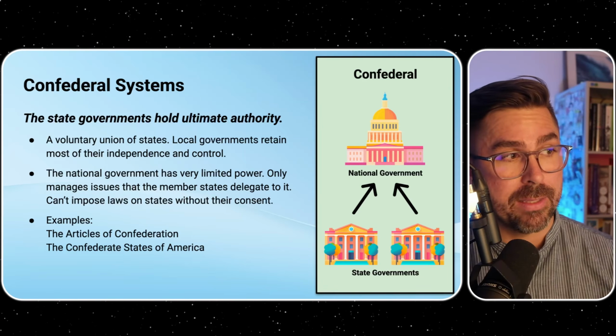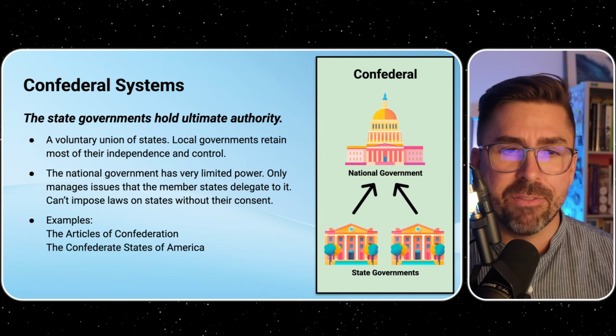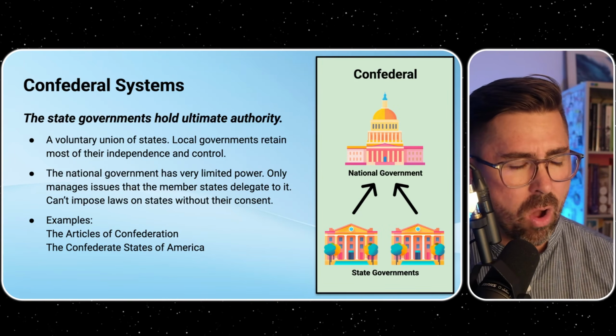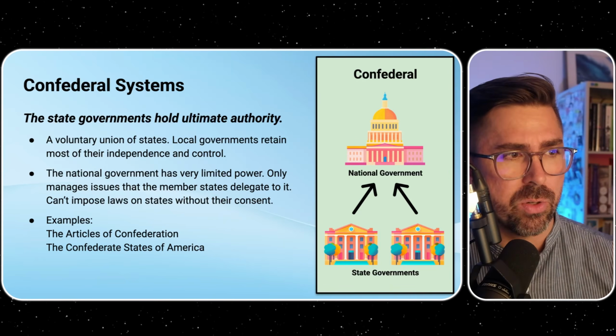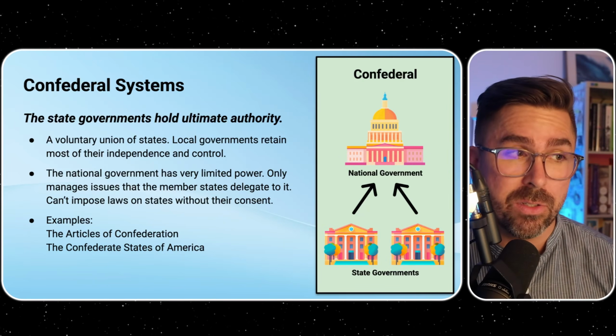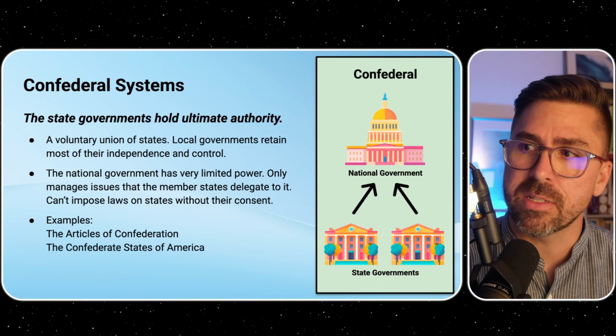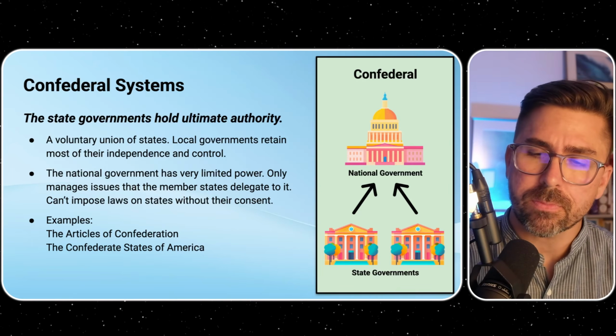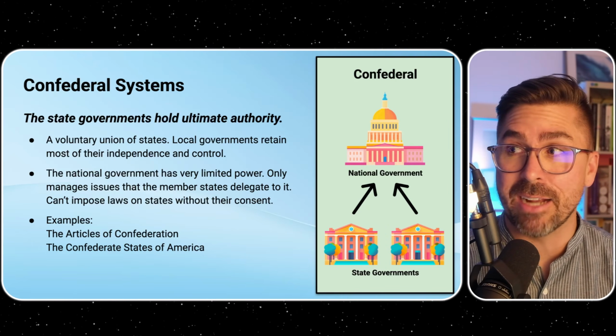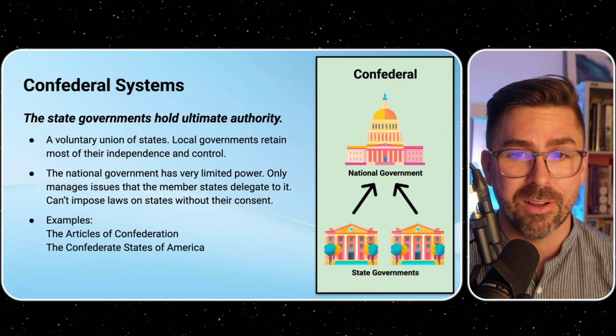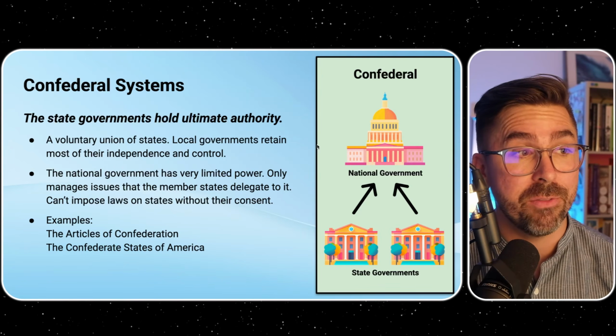But again, flip the concept of a unitary system. Here in the confederal system, you have the states retaining nearly all of the power, and the national government only is allowed to do what the state governments give it permission to do. States can opt out of national policies. If they don't like the law, they don't have to follow it.